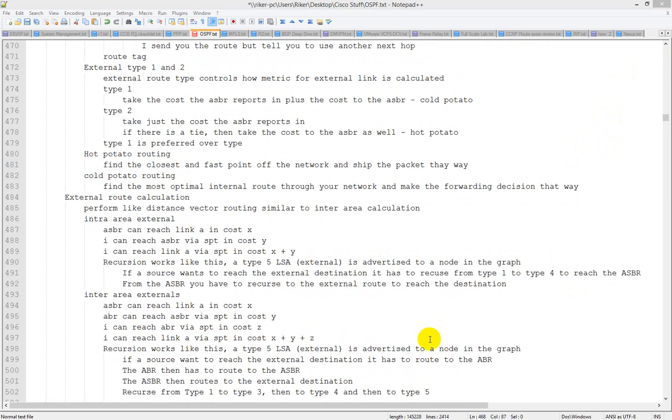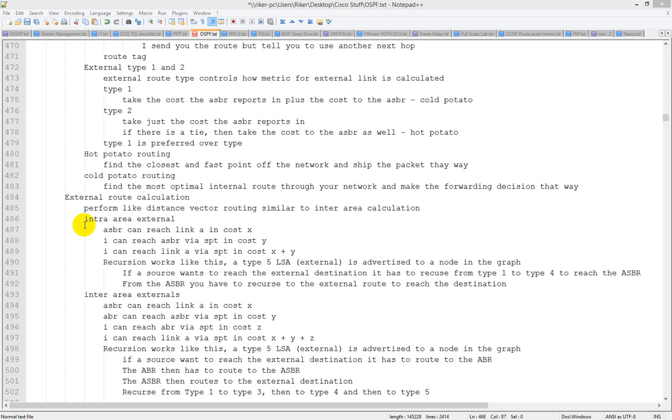So as we start discussing external route calculation, there's a couple of different terms, or I don't exactly know the best way to refer to them, but I'll just say the way that they're going to be routed, for lack of a better term. So remember, external routing, once you hit an ABR or an ASBR, inter-area routing is going to be like distance vector. The concept I want to bring up to you is intra-area external versus inter-area external.